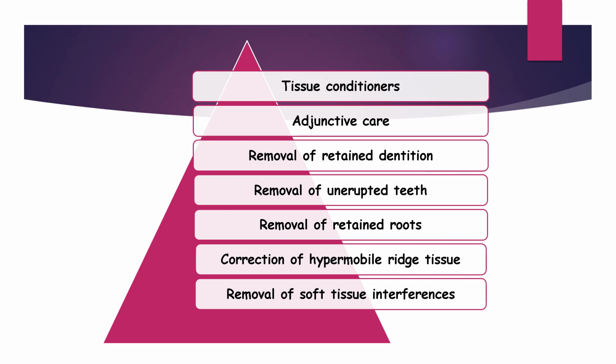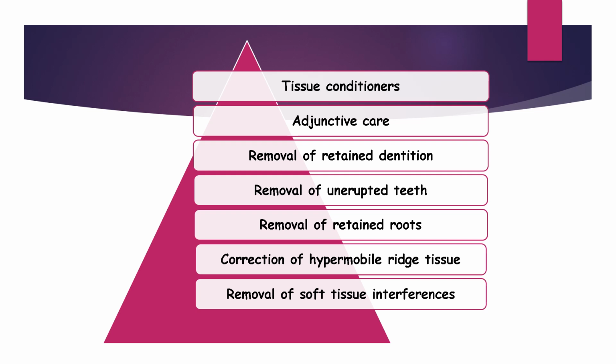Then fourth one is removal of unerupted teeth. Any unerupted teeth lying close to the ridge should be removed. Deeply submerged, non-symptomatic teeth with normal bony trabeculae can be left untouched. Then removal of retained roots. All retained roots should be removed, especially if there is any sign of pathology.